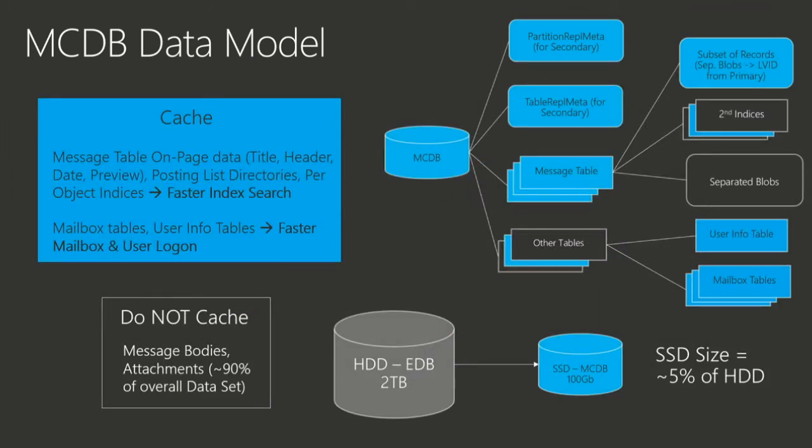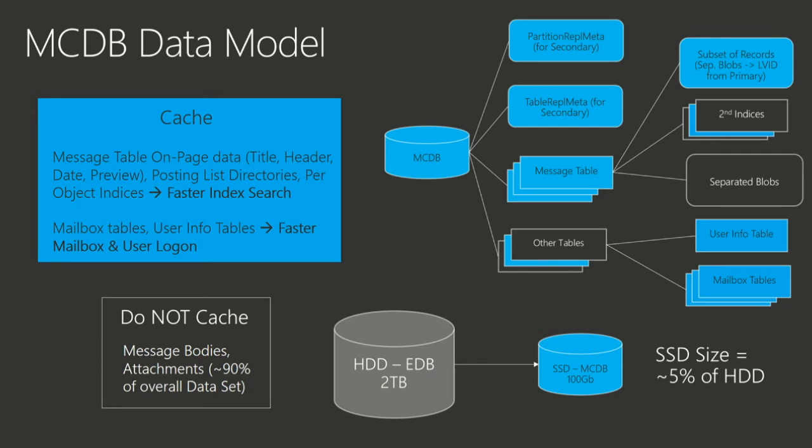If we look at the specific things that we're putting in the MCDB, what we cache here is the full message table on-page data. This is what we get when you have a preview, when you do a search, and it comes up with the first part of the message. So it has the title, the header, date, and the preview. This enables us to have faster index search, which is the feature supporting Big Funnel, like what Kathleen was talking about before. And we also cache mailbox tables and user info tables.